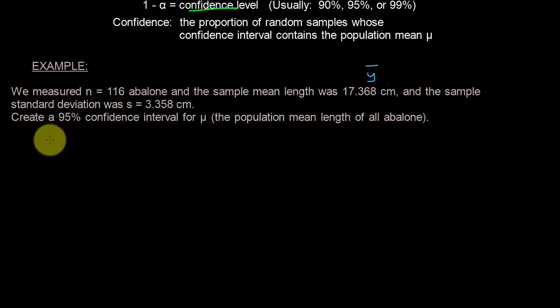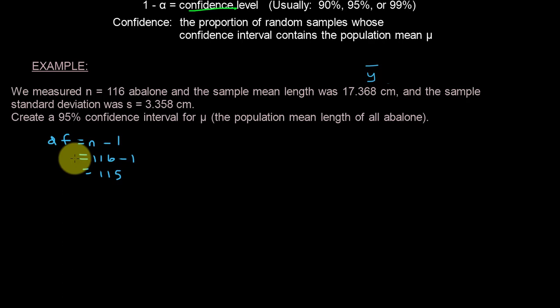Okay, so let's consider what the degrees of freedom is here. Degrees of freedom is just n minus 1. Since our sample size is 116, our degrees of freedom is 115. Sweet.